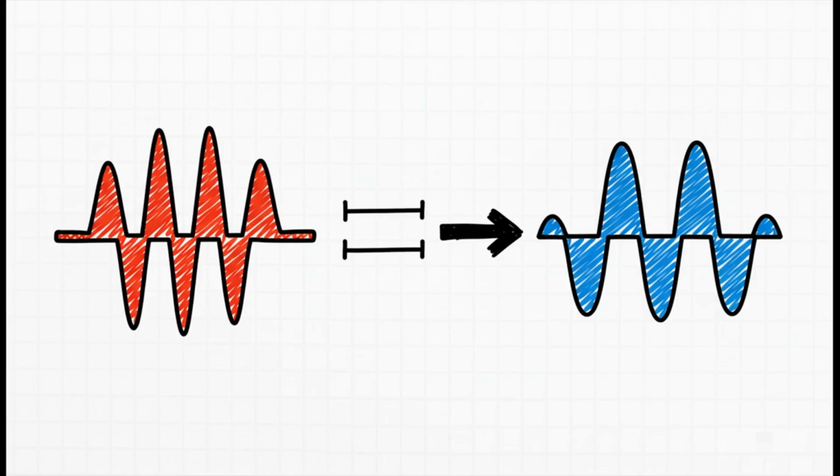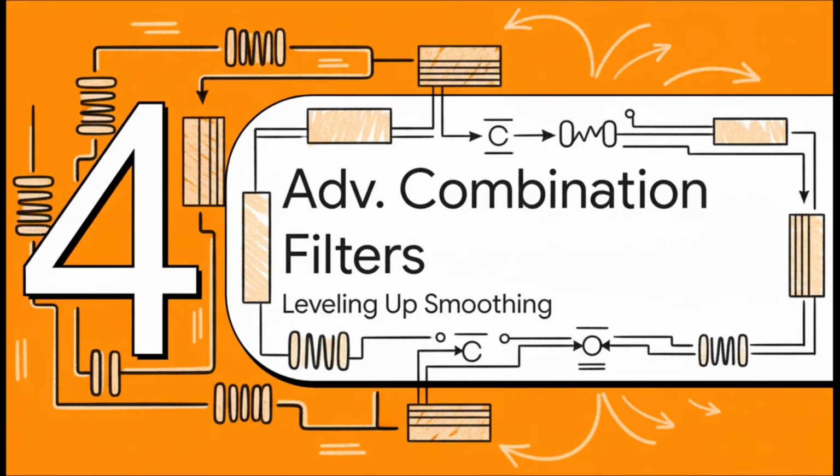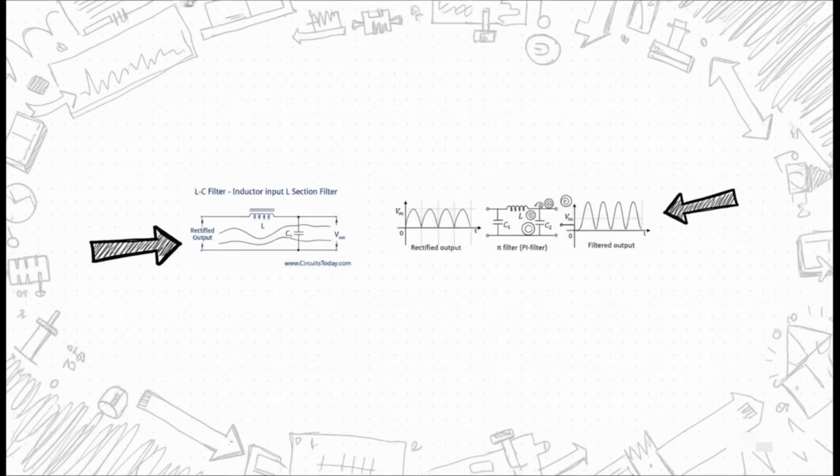Those really deep valleys we saw in the voltage before are now much, much shallower, which means the ripple factor gets reduced significantly. Now, for a lot of simple applications, this is perfectly fine, but for more demanding electronics, we can do even better. So how do we level up? Well, we start combining our tools. By using both inductors and capacitors together, we can create filters that are way more powerful and effective for those tougher jobs. Here are two really popular combination filters.